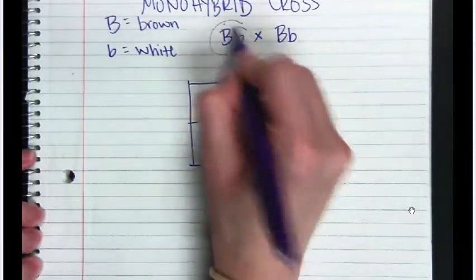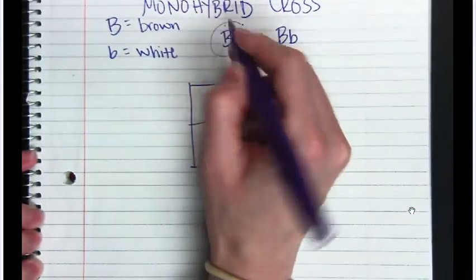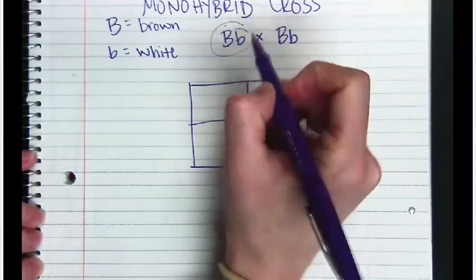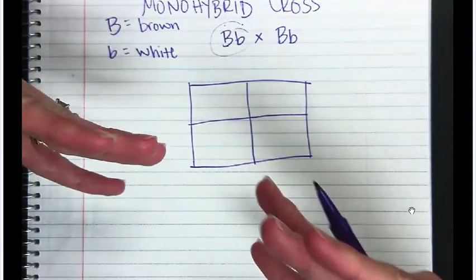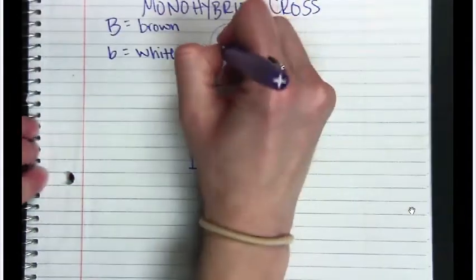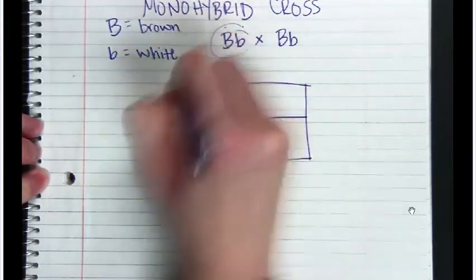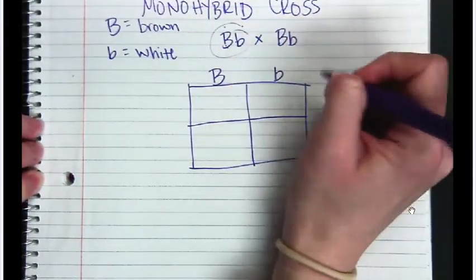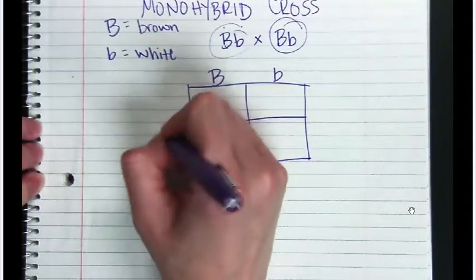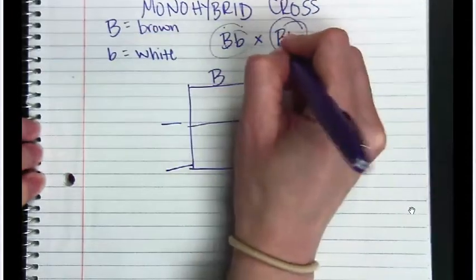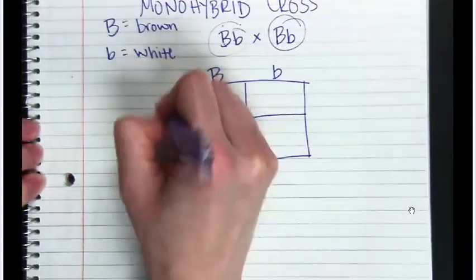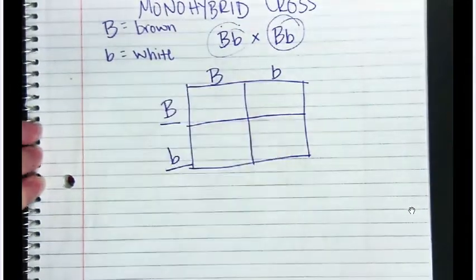So we're going to put one parent across the top. Now, remember, these alleles are going to separate from each other, just like they did in meiosis. So we would have the dominant allele, and then we would have the recessive allele. We're going to put the other parent down on this side here. And again, these alleles separate independently, so we would have dominant and recessive.